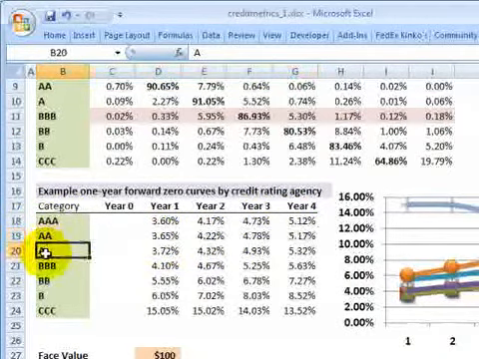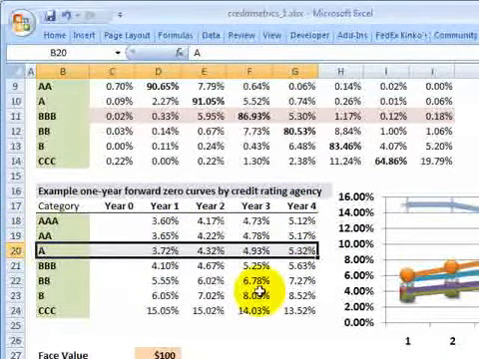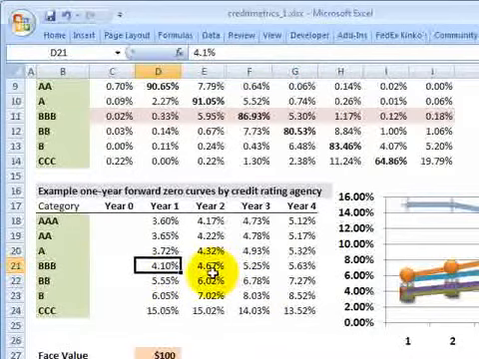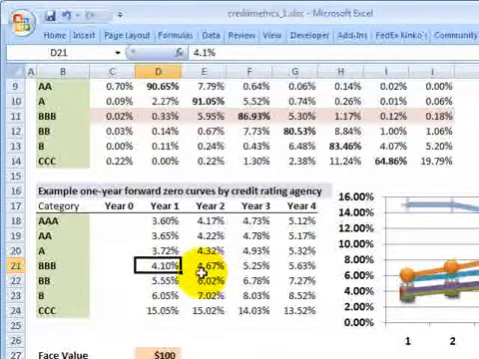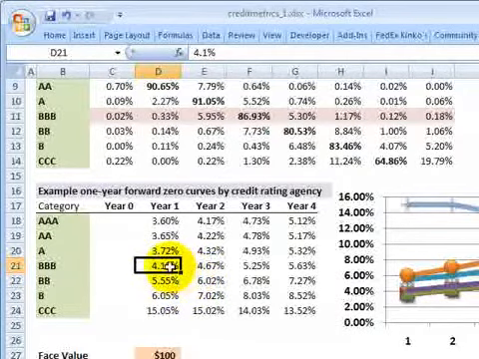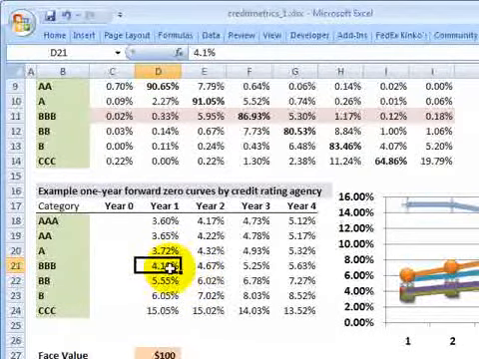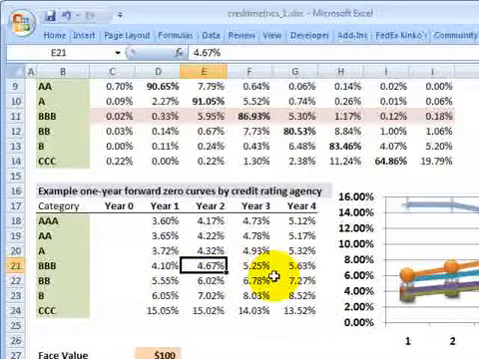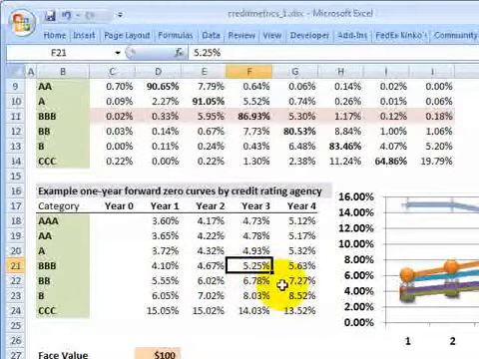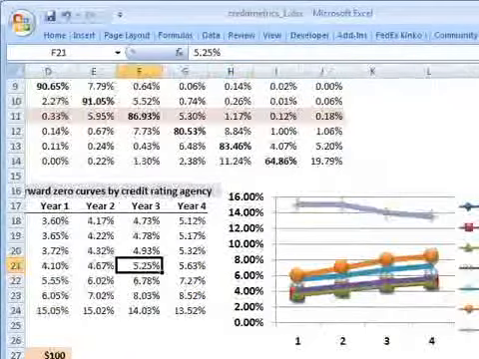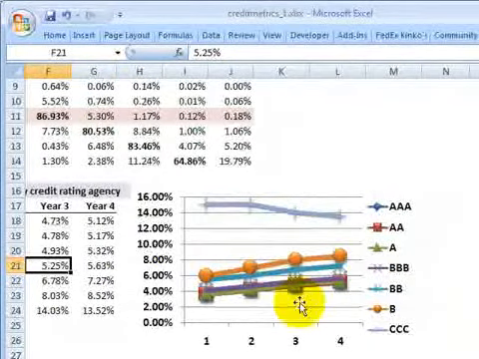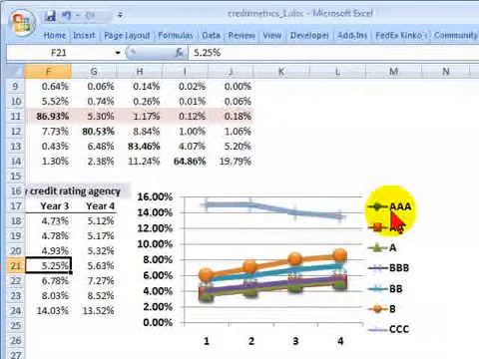So that means in this case we have 7 rating categories. We have the 1 year forward zero curve, or in other words, if we go 1 year forward, what's the 1 year spot rate? If we go 1 year forward, what's the 2 year spot rate? If we go 1 year forward, what's the 3 year spot rate, and so on. And I've got that graphically depicted here. 7 lines, 1 for each credit rating category, and then we have the forward curve.